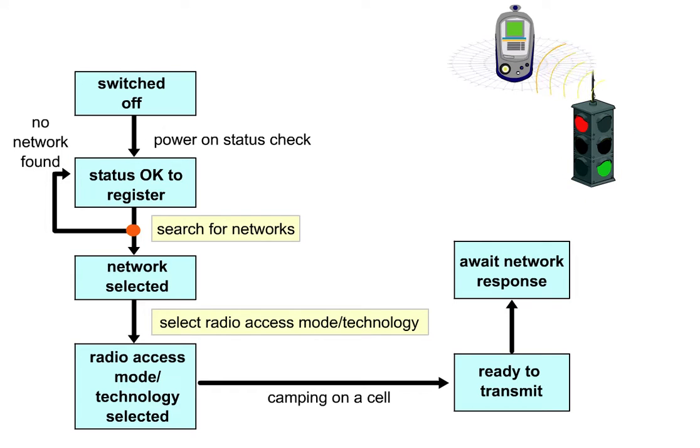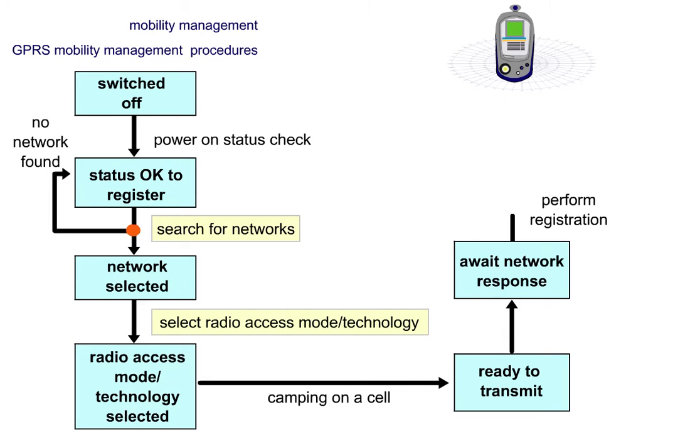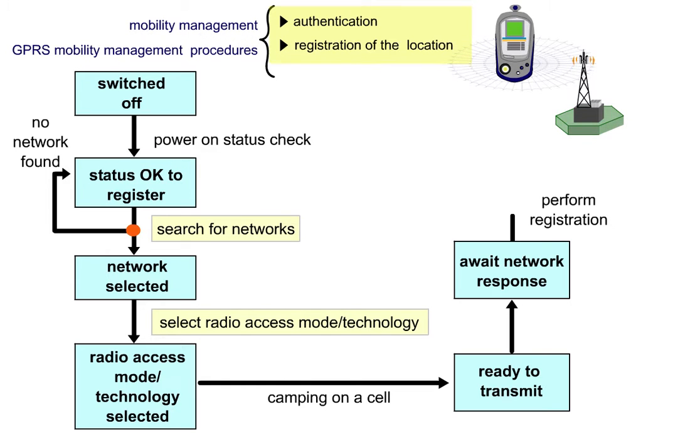After a successful registration has been confirmed, the function perform registration takes care of mobility management and GPRS mobility management procedures. These serve for authentication, registration of the user equipment's location, and for checking the user equipment's capabilities.